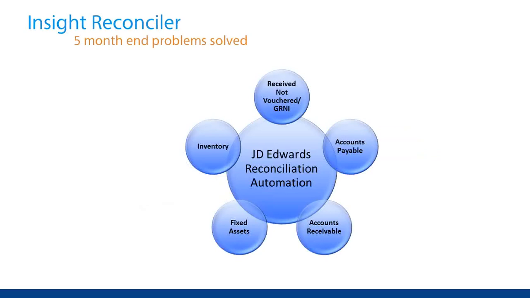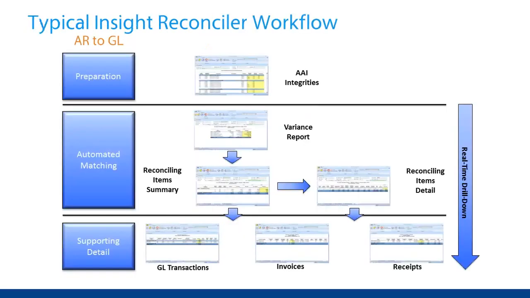So we've got the 5 most common areas covered: goods received not vouchered, accounts payable, accounts receivable, fixed assets, and inventory. If you look at these areas, in all of them we have the same kind of process flow. So what we've done is give you a whole bunch of tools to help with the preparation.